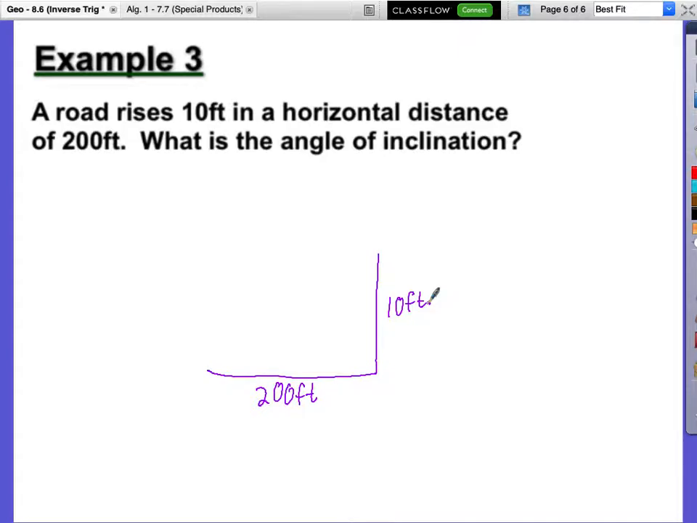So, what kind of angle would this horizontal make with the vertical? A right angle. And what's going to be connecting these two? If I keep going out here, the hypotenuse, which is our road. This is our road right here.